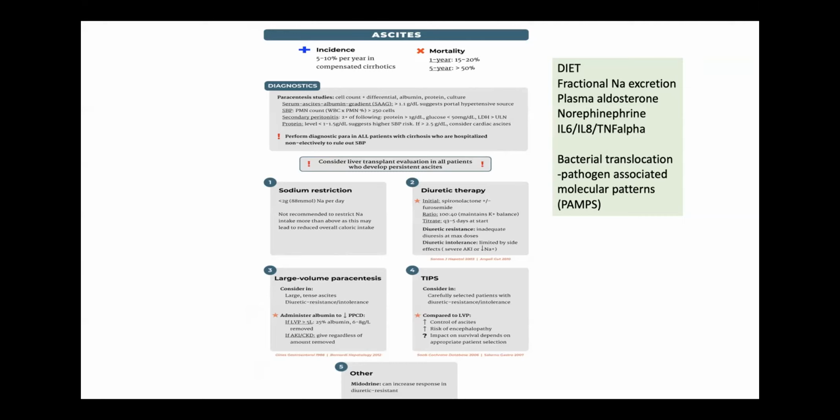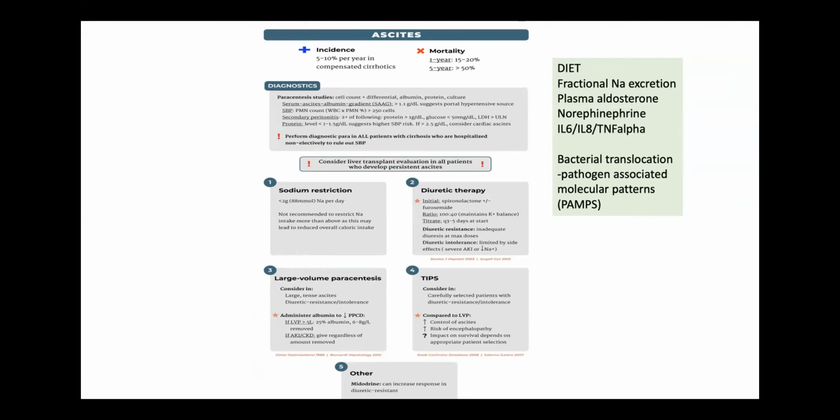They talk about LVP, large volume paracentesis. We use albumin when we are draining more than 5 liters of ascites, and we also do use albumin in HRS, I'll just mention. And TIPS I'm going to talk about extensively.